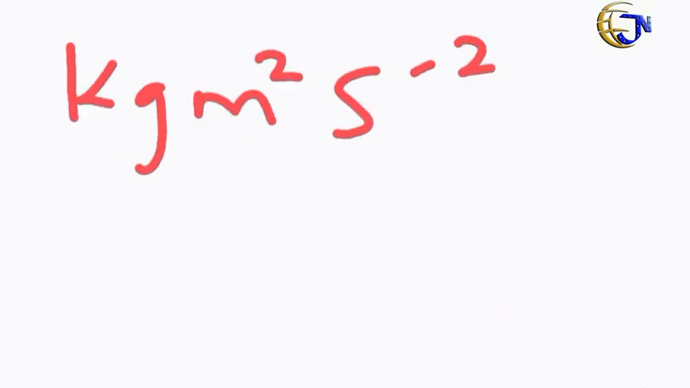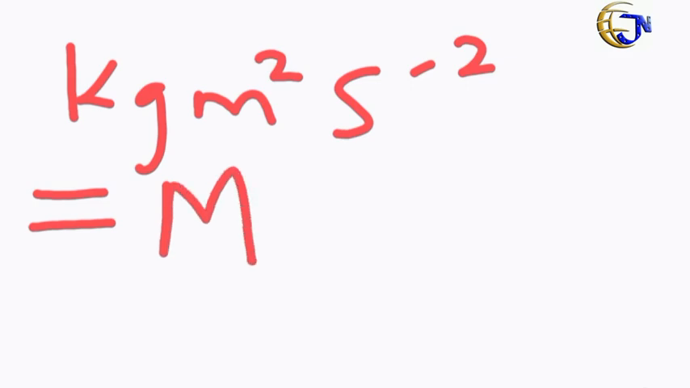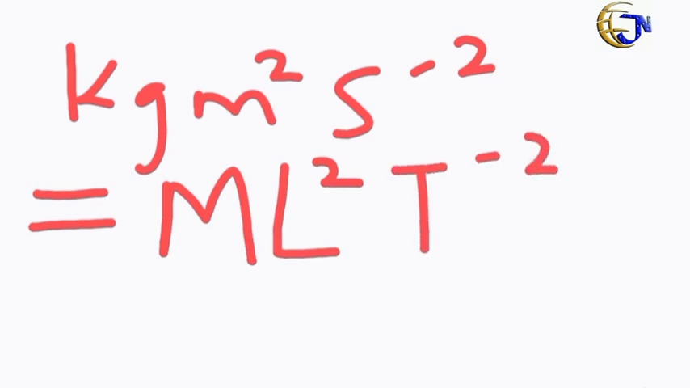So let's get the dimension. The unit of work is kilogram meter square per second square, which is the same thing as joules. So kg is for mass, meter square is for length, and time now. So this is the dimension for work.